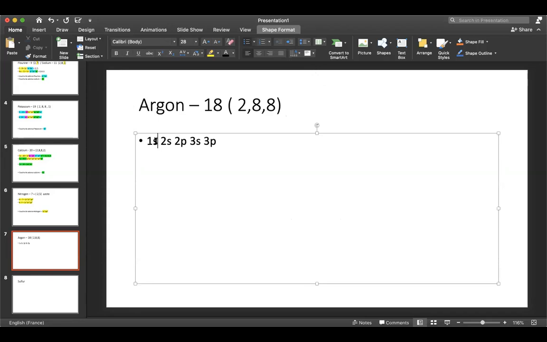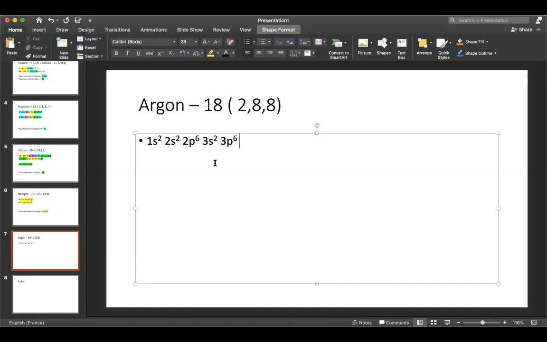And we're saying the maximum is going to be 2, 2, 2, and how many? Yeah, 6. And 6 like that. 10. This is your electronic configuration for argon.